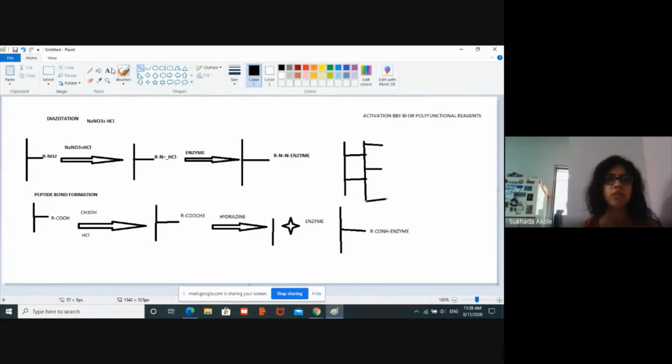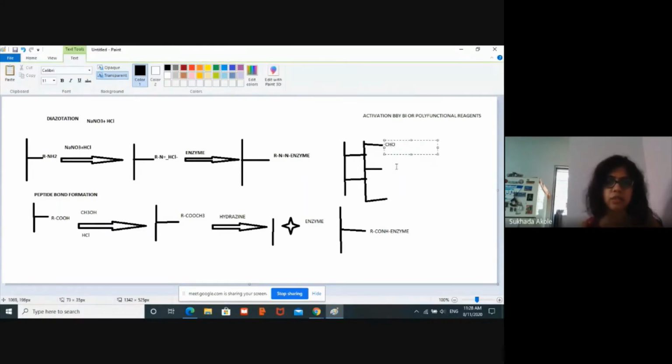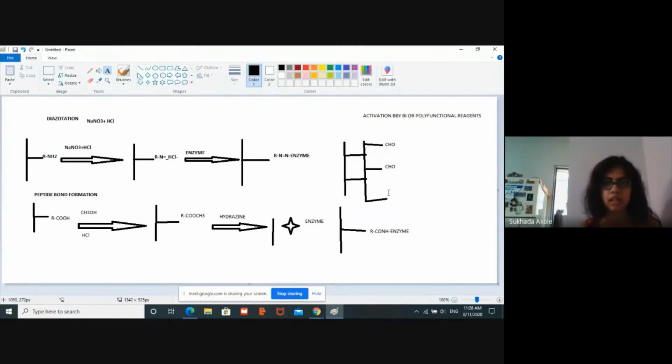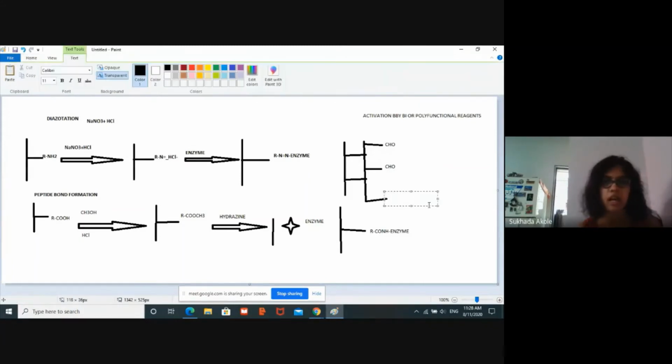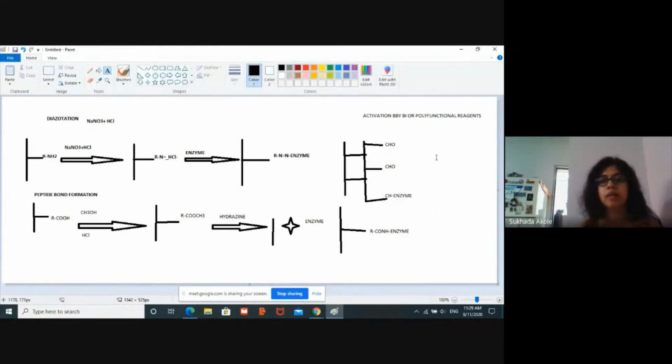So what will my glutaraldehyde molecule after attachment to the enzyme look like? I have one CHO here. I have second CHO here. And at the third place, I have my CH and enzyme. So what I am doing? I am directly attaching my enzyme here to this glutaraldehyde molecule here, which has been attached directly to the inert surface by the formation of covalent bonds.